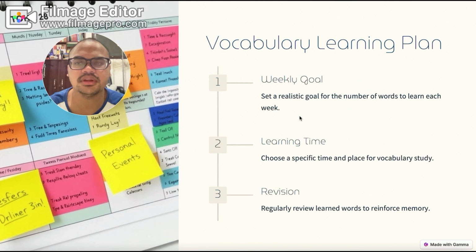You need a vocabulary learning plan. Firstly, you need a weekly goal. Set a realistic goal for the number of words to learn each week. It could be 5, 10, 15, or somewhere in between.